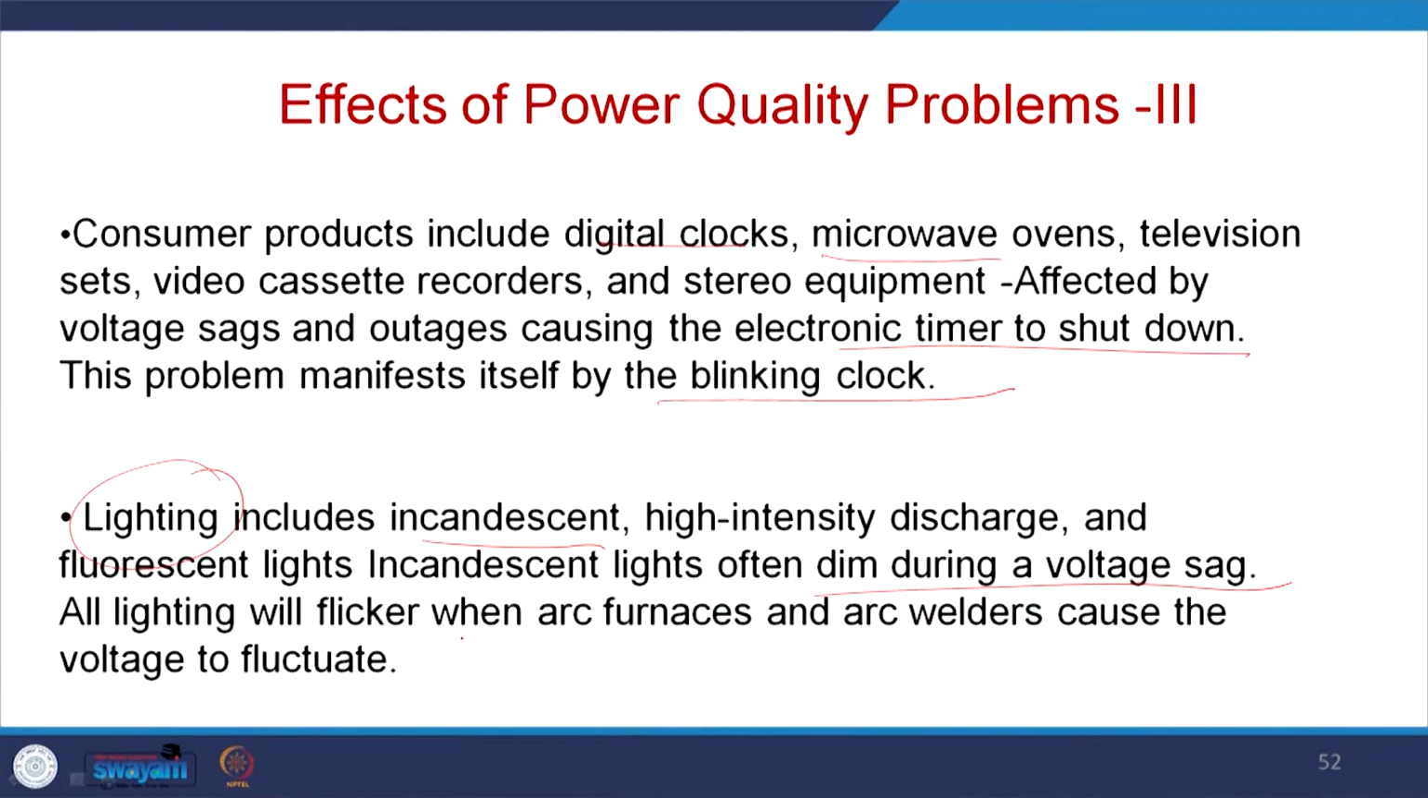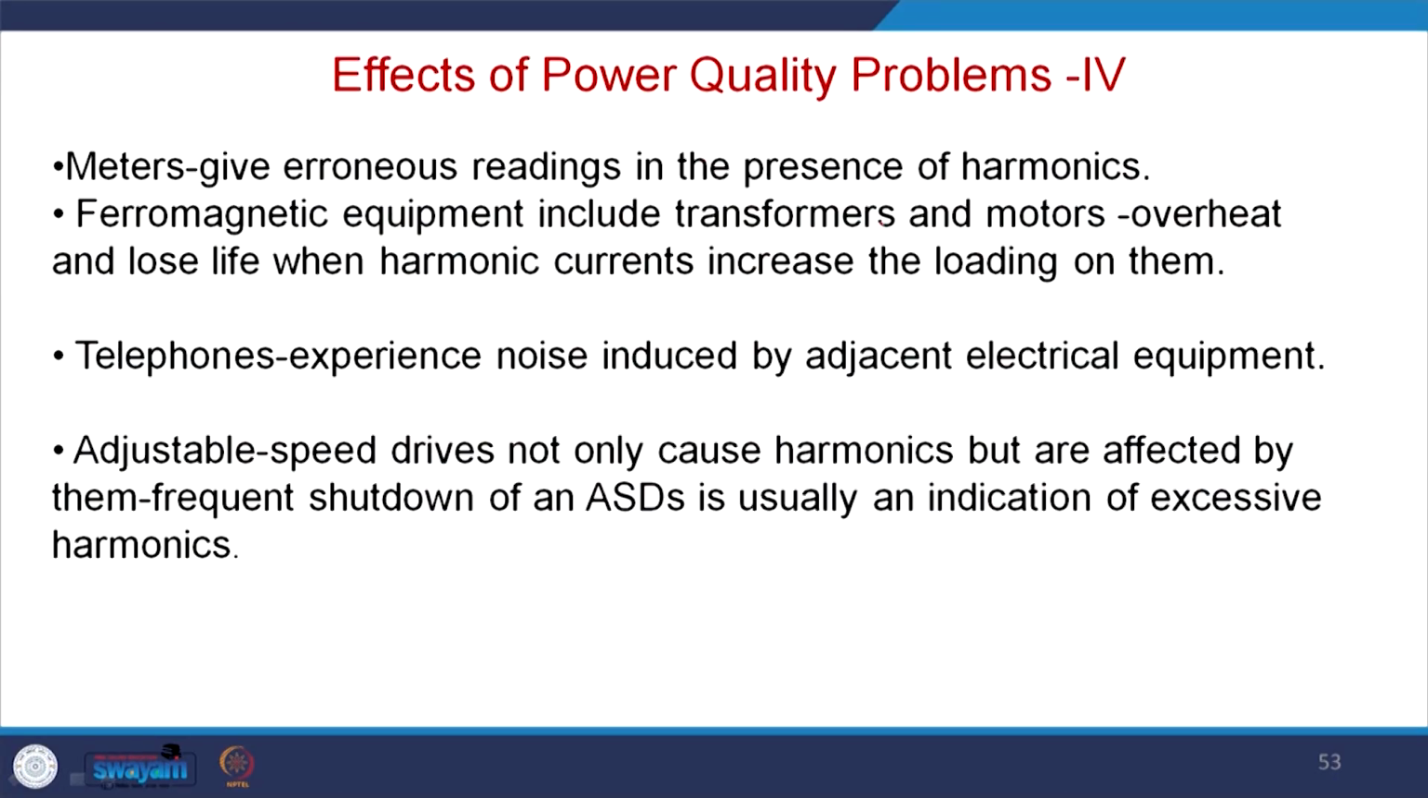All lighting will flicker when an arc furnace or arc welder causes voltage fluctuations. Due to flickering, it will put stress on your eyes and you may have many health problems from that. Meters give erroneous readings in the presence of harmonics. Ferromagnetic equipment, including transformers and motors, overheat and lose life when harmonic current increases the loading on them. Telephones experience noise, so you cannot hear properly.